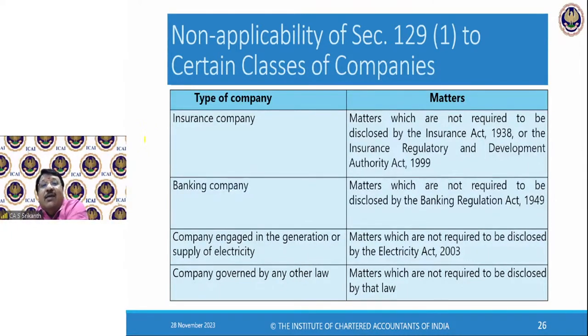To the extent that those regulations say there is no need to disclose, then you need not disclose. Similarly, for banking companies, the Banking Regulation Act says, you being a banking company, you need not disclose this. Similarly, companies engaged in generation of electricity. So when there is a special law or special body controlling them, and they have given a separate set of guidelines or regulations, those regulations will apply. And what is not required to be disclosed, even though Schedule 3 says you have to disclose it, you need not disclose in these cases. Okay? Just for your information, I will show you one.